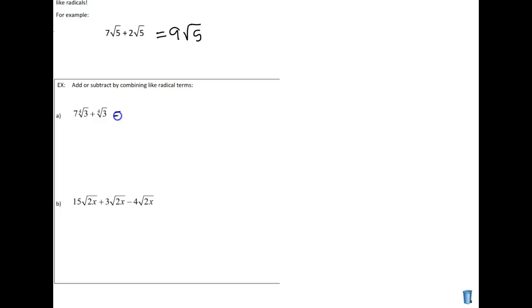Okay? So here I have 7 fourth roots of 3 plus the fourth root of 3, so total I have 8 fourth roots of 3. Or in this case, I have 15 square root 2x plus 3 square root 2x minus 4 square root 2x. Well, 15 and 3 makes 18, but then I'm going to subtract 4 from that, so that's going to leave me with 14 square roots of 2x. Notice my radical doesn't change here. Just like when we're combining like terms and I say, if I have 3x squareds and I'm adding to that 4x squareds, I get 7x squareds. My x squared doesn't change.